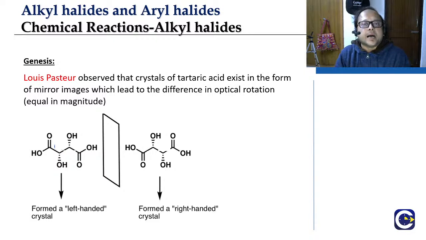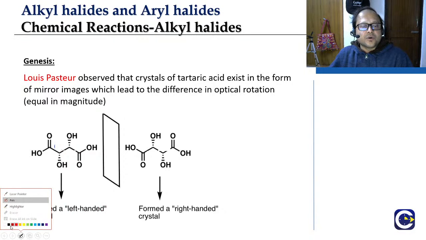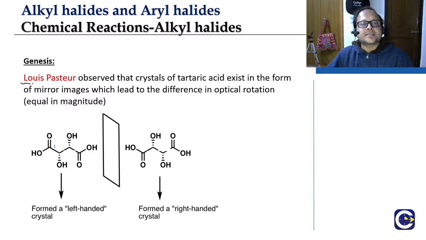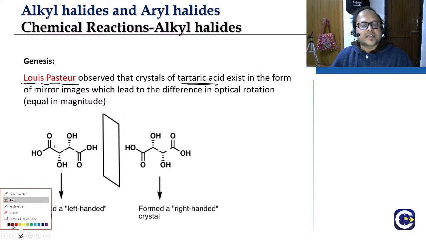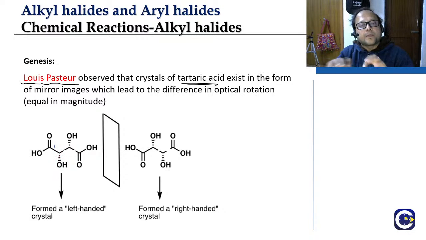Okay, now how did this originate? It was initially reported by Louis Pasteur, right? He studied tartaric acid, and he found out two of its isomeric forms. Why are they stereoisomeric forms? Because they rotate the overall light in two different directions. They are basically mirror images, right?